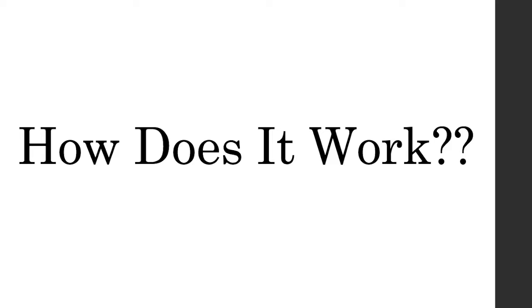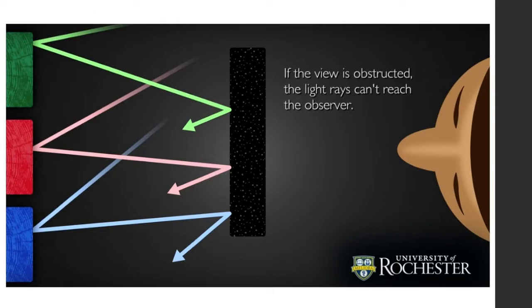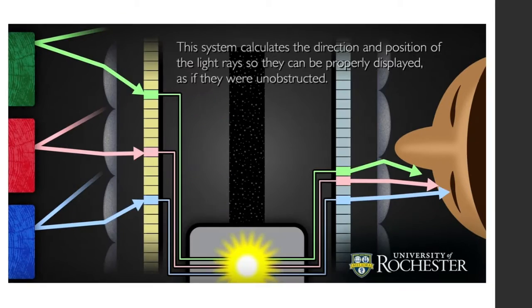Now, how does it work? In this image, you are presented with light rays. As you can see, the light travels in a straight line to the viewer. When obstructed, the light can no longer reach the viewer, which is kind of common sense, and you guys know this. Invisibility systems, such as the one presented by Rochester, calculate the direction and position of the light rays so they can properly be displayed to the user.